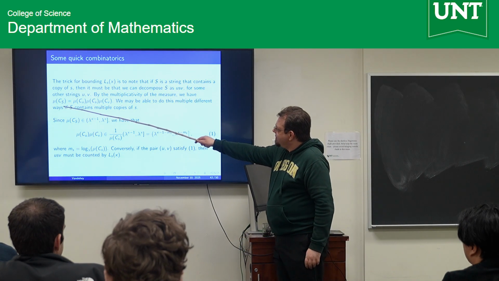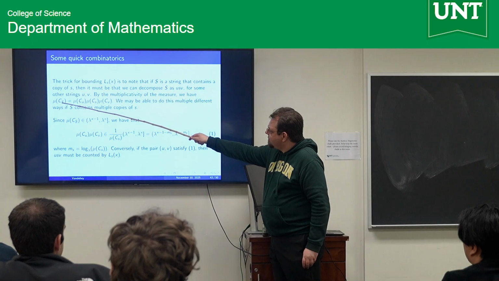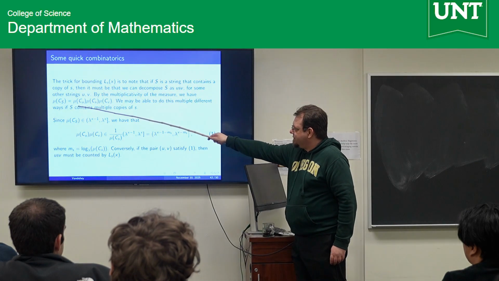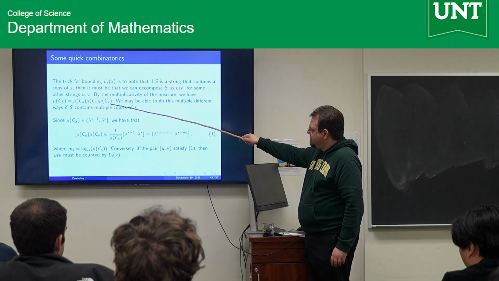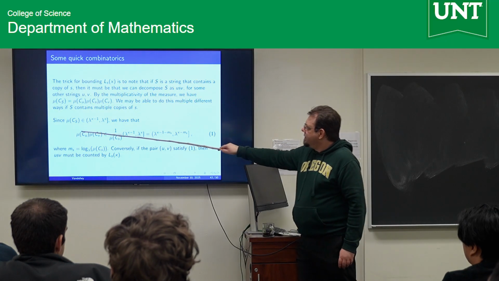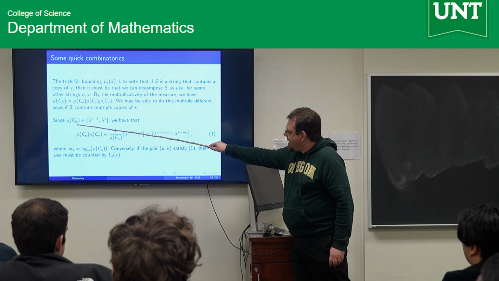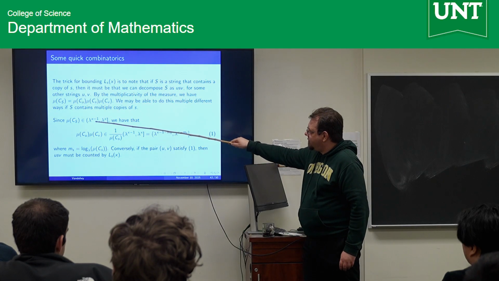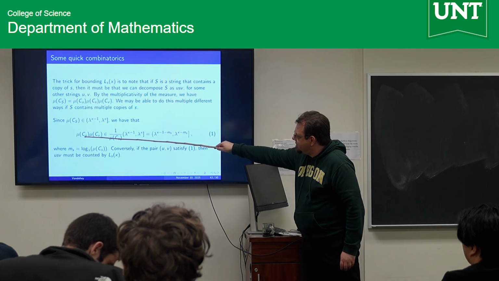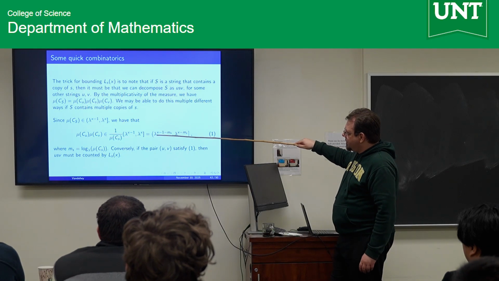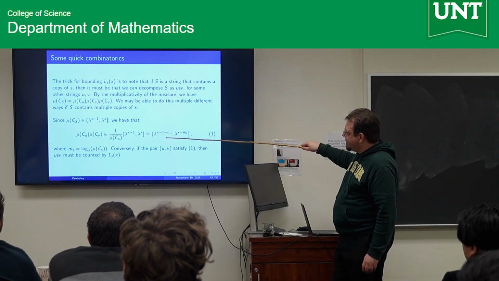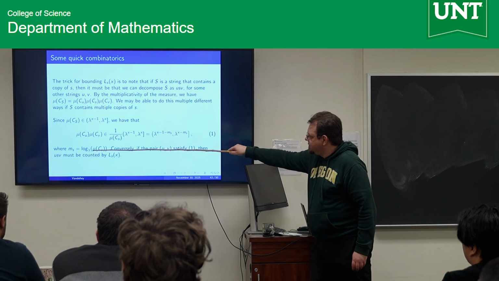But because my measure here is multiplicative, I know the measure for capital S is the measure for u, times the measure for little s, times the measure for v. So if my measure for capital S belongs to this interval, I know that the product of the measure for u and the measure for v must belong in this interval right here, where m sub s is chosen to be this thing right here.